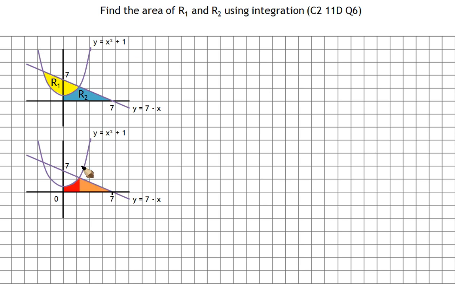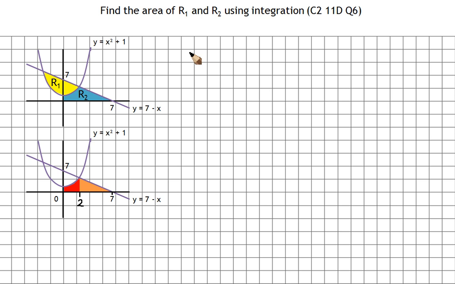So you can see now, splitting that up, I've got this integral here under the curve, y equals x squared plus 1, and then this section here, which is the integral under the line y equals 7 minus x. Now we need to know what this point is here. We've already found this in the first part of the question. We know that that point where those two lines meet is x equals 2.